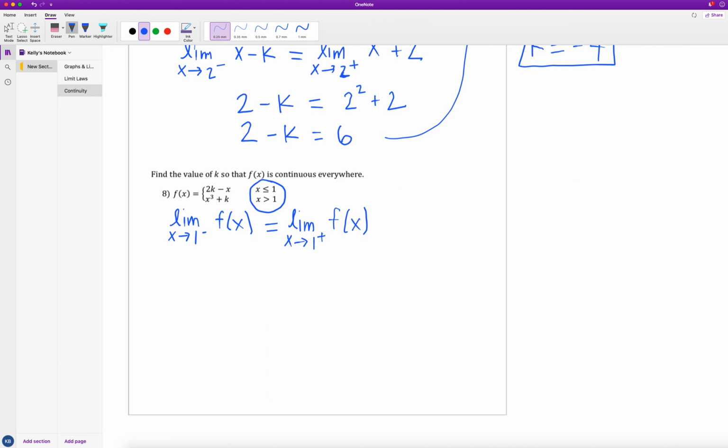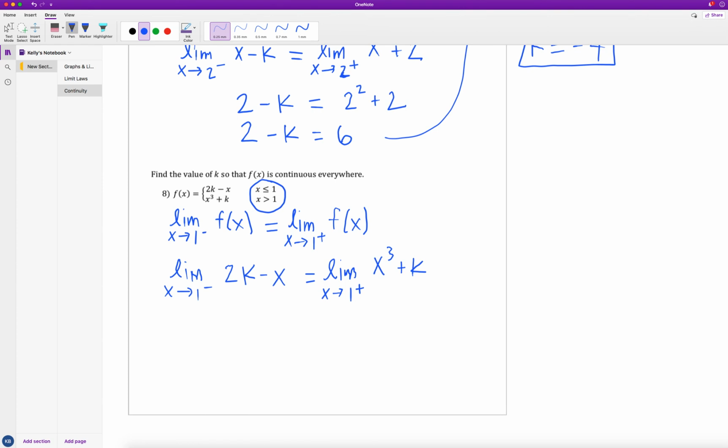Now, as we approach from the left-hand side, I want to use the piece where x is less than or equal to 1, so that will be 2k minus x, and that has to equal the limit as x approaches 1 from the right-hand side, where I'm using the piece where x is greater than 1, which is x cubed plus k. Now this example is already a little different from the prior two because I actually have two places with the k, and we'll see if that means I have to do extra work or if this is still enough to solve it. So let's take both of these limits.